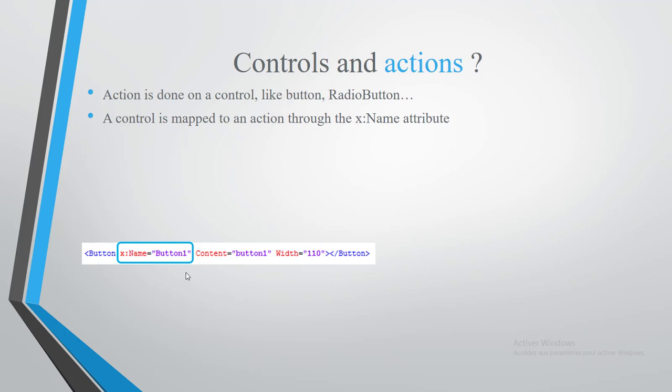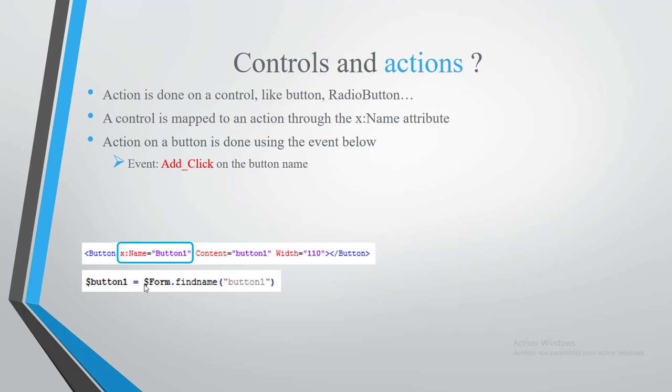on our PS1 file. So this button is in my XAML file. In my PS1 file, I have to declare my control, as I explained before, with the same name declared in the XName value. So my button has the name button1. So in my PS1 file, I have to declare a control button1 like this. An action on a button is done using the event add_Click.